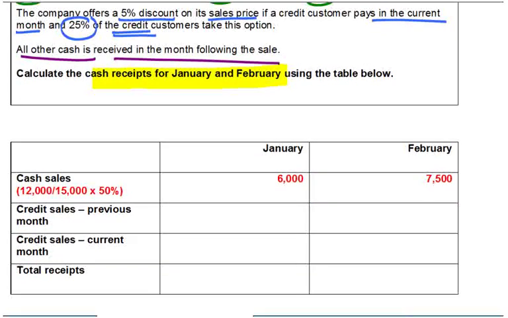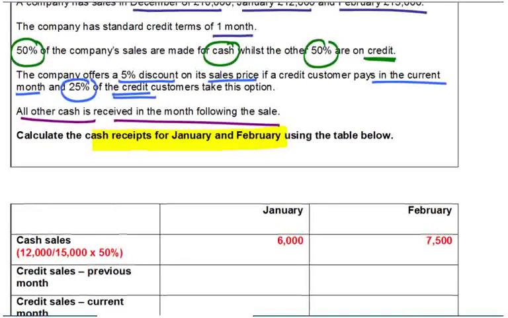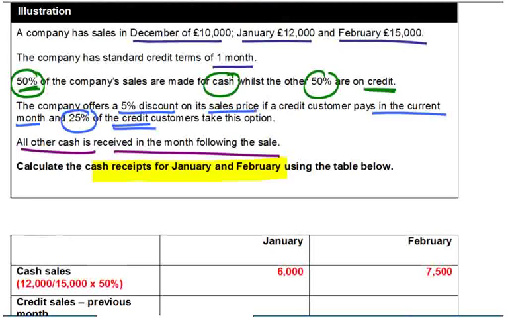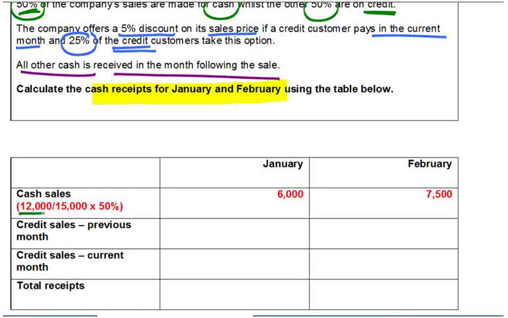First step then, we always start with the cash sales because they're going to be the easiest ones to deal with. And remember up here, we said that 50% of the company's sales are made for cash. So in any month, whatever the sales are, I can take 50% straight. I'm going to get this cash straight away in that month. So for January, £12,000 worth of sales, 50% of those are actually going to be in the month. So as it says there, take your 12,000 times 50%, and that's going to give us £6,000 coming in cash in January.